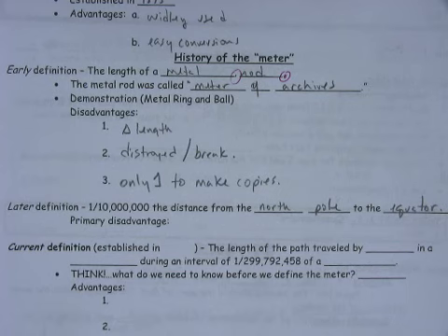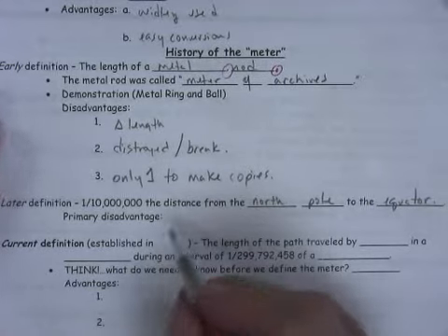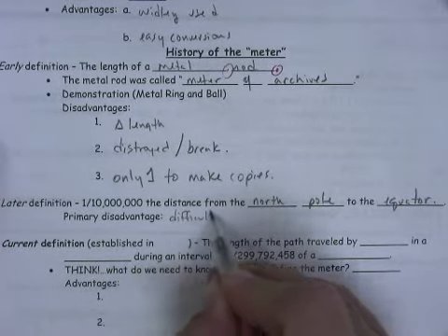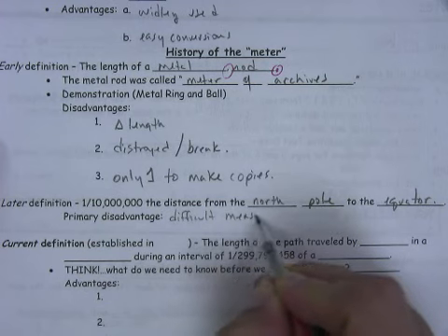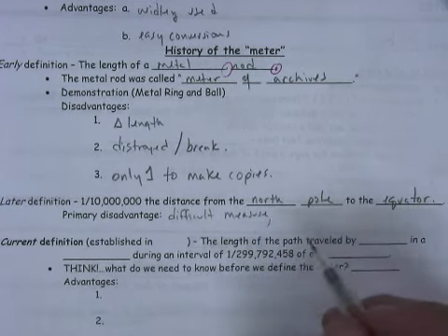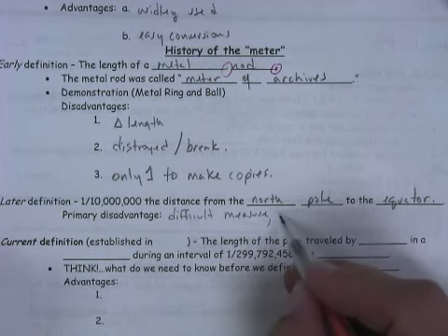Well, that kind of worked for a while, but there were some drawbacks to that. So primary disadvantages. One disadvantage is that it's difficult to measure that distance. Another problem is that the Earth's shape changes because of earthquakes.